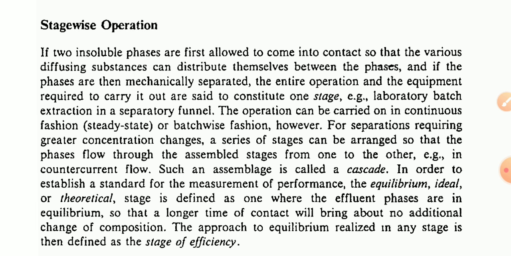However, for separation requiring greater concentration change, a series of stages can be arranged so that the phases flow through the assembled stages from one to the other. Another example is a counter current flow; such an assemblage is called a cascade. In order to establish a standard for the measurement of performance, the equilibrium ideal or theoretical stage is defined as one where the effluent phases are in equilibrium, so that a longer time of contact will bring about no additional change in the compositions.